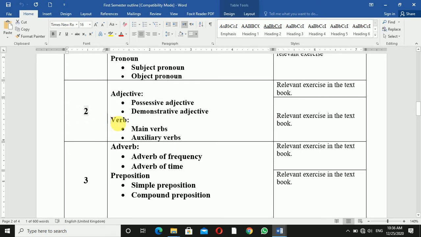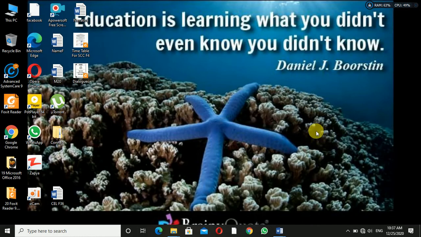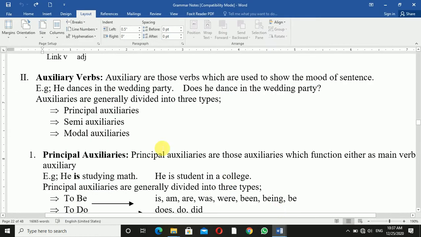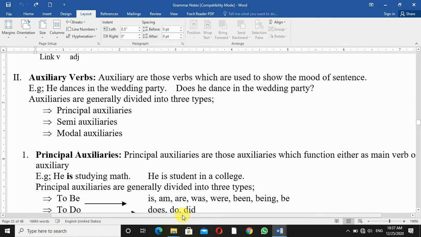But before I start, I want to remind you that in week 2, when we were discussing the verb, I gave you the definition of auxiliary verbs. You can rewind and repeat the lessons that I taught you there. So let's get started with the principal auxiliary verbs. Before that, I want to give you a revision of auxiliary verbs. What are auxiliary verbs? Many students have asked me this question, and they have a lot of problems understanding auxiliary verbs.